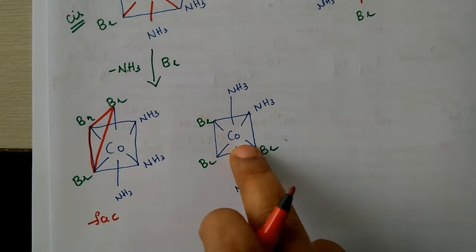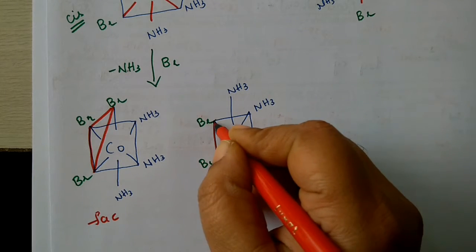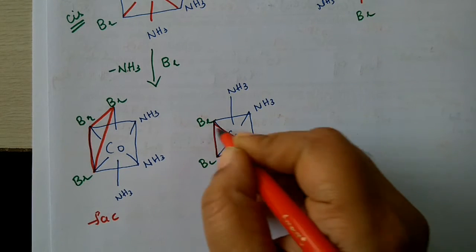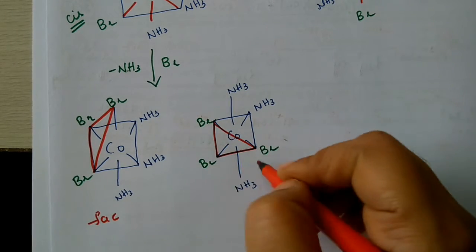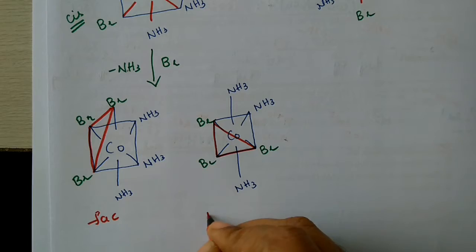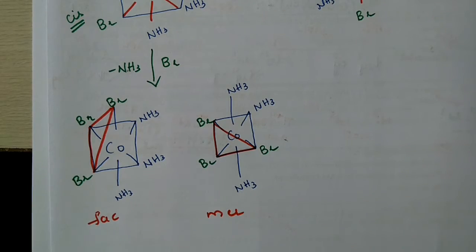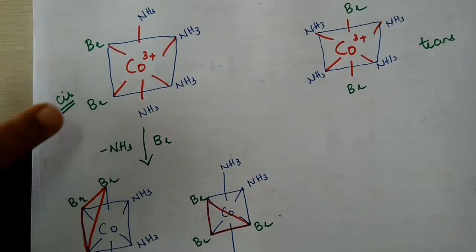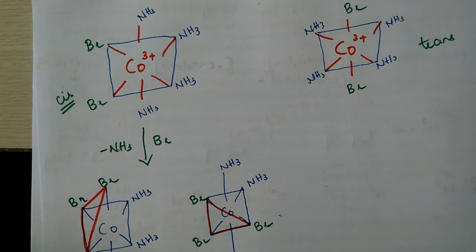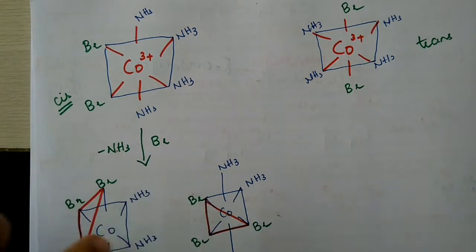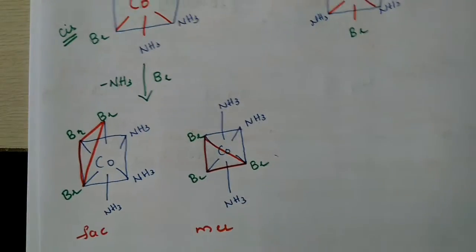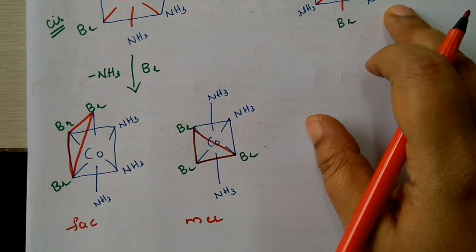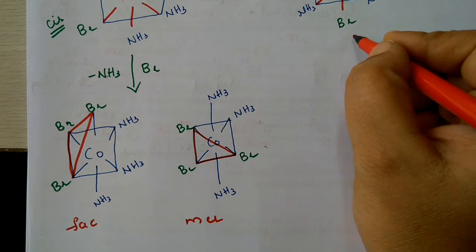If you check this one, this is crossing, cutting through the metal, and we can combine it like this. This is the meridional isomer. So the cis isomer, after the reaction, is giving rise to two different isomers. One is the FAC isomer and another one is the meridional isomer. So now we'll see how the reaction takes place for the trans isomer.